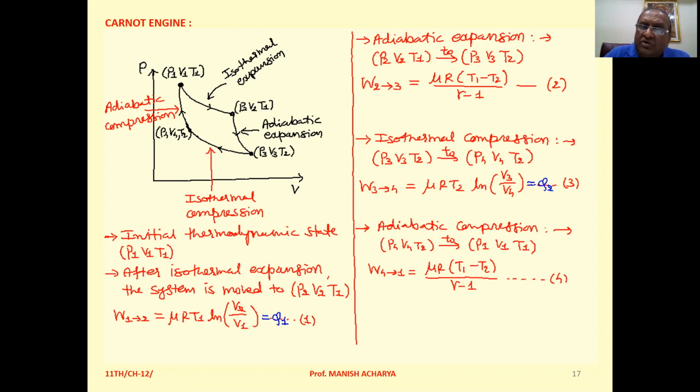Now, in isothermal expansion, we already discussed the work done. The work done W when the system moves from thermodynamic state 1 to thermodynamic state 2 is equal to mu RT, here temperature is taken T1, so mu RT1 ln V2 by V1. Suppose in this process the heat absorbed by the working substance is Q1. So this is equal to Q1. This is the net heat absorbed, right? So we can say this is equation number 1.